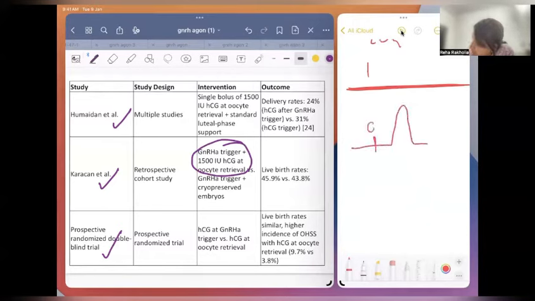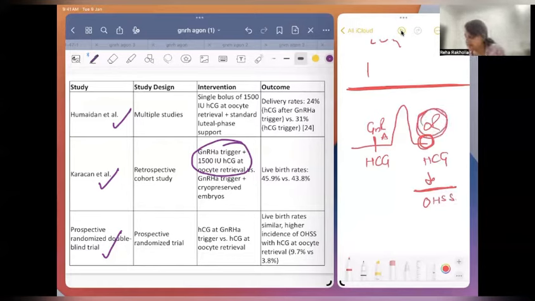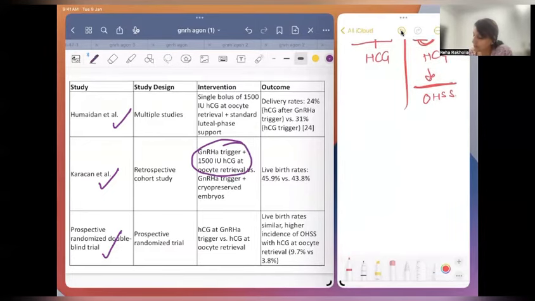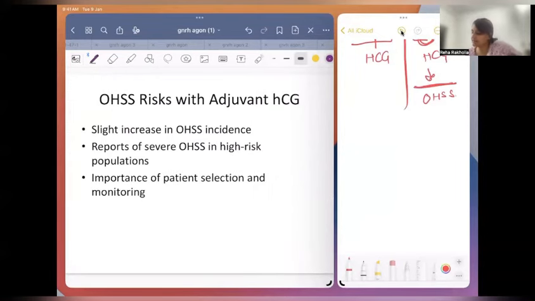Here we give GnRH agonist, and either we give HCG here, or we give HCG at oocyte retrieval. In both we saw similar live birth rate, but a slightly higher incidence of OHSS when we give HCG with oocyte retrieval. Now OHSS risk with adjuvant HCG: there is a slight increase in OHSS incidence.